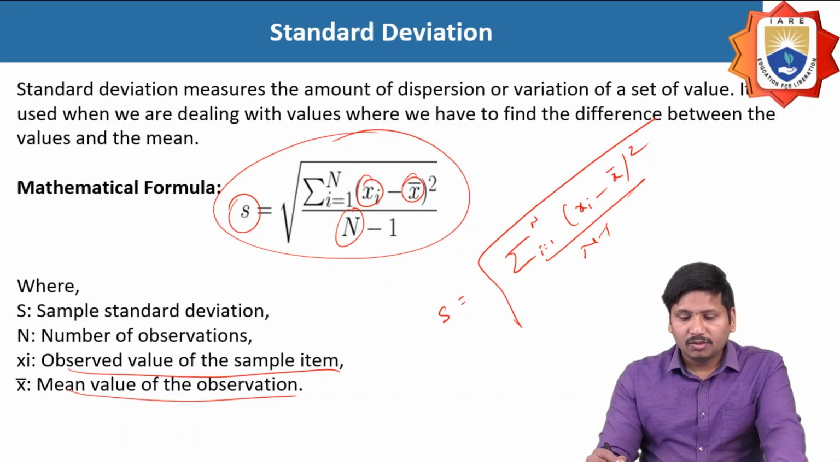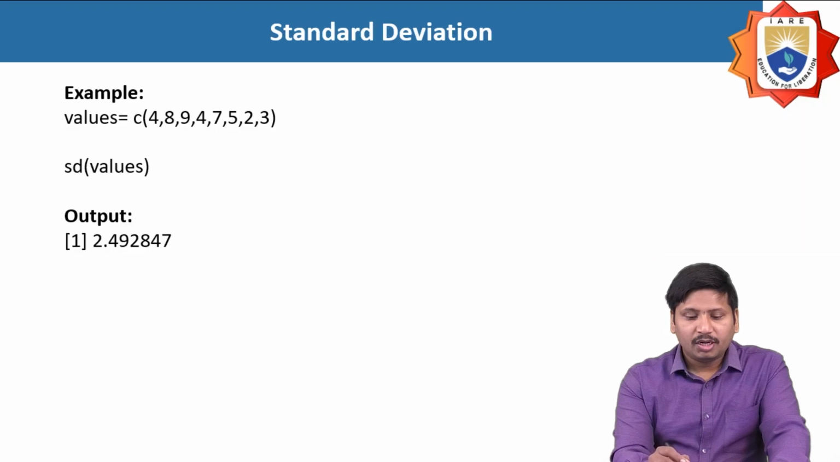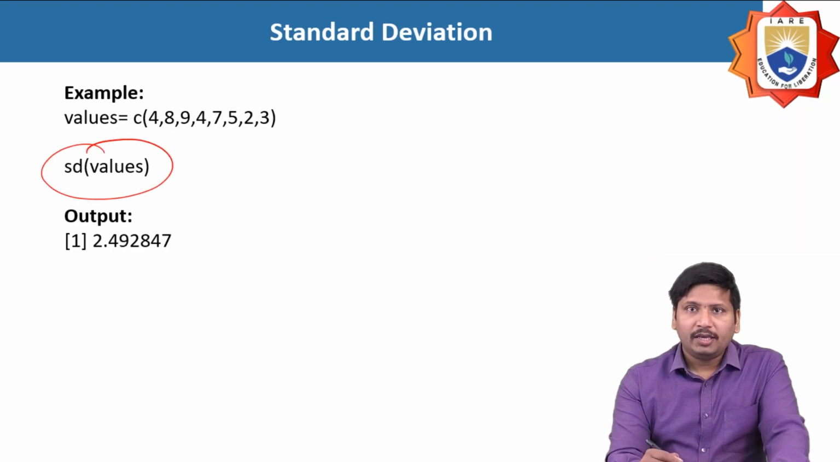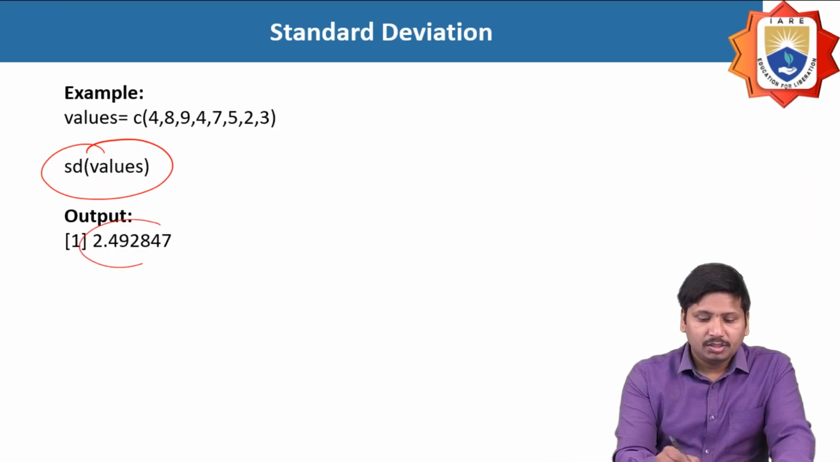By making use of this equation, I can calculate the standard deviation, and I explained in the previous slide how to calculate it as well. Suppose I take values like this: 4, 8, 9, 4, 7, 5, 2, 3. First, I have to calculate the mean value. Then in R programming, we have a function like SD, which is for the standard deviation of those values, and I get the output like this.